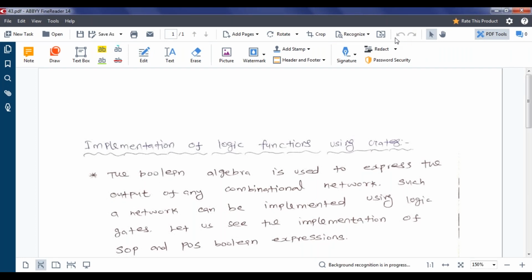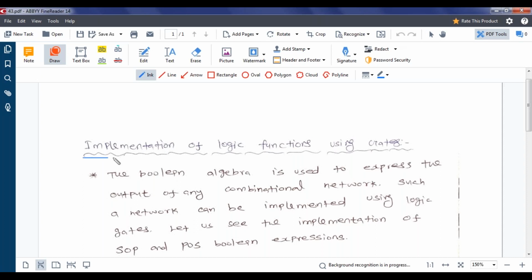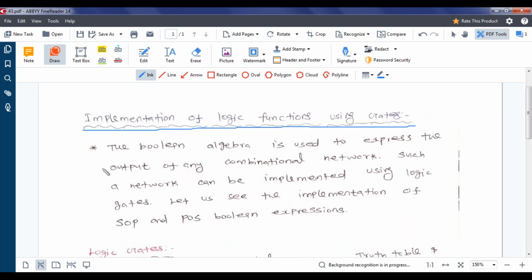Take down the heading implementation of logic functions using gates. So this is the definition. Maybe if the exam is offline, this definition will be asked in part A, it may be asked for 2 marks. Boolean algebra is used to express the output of any combinational network. Such a network can be implemented using logic gates.